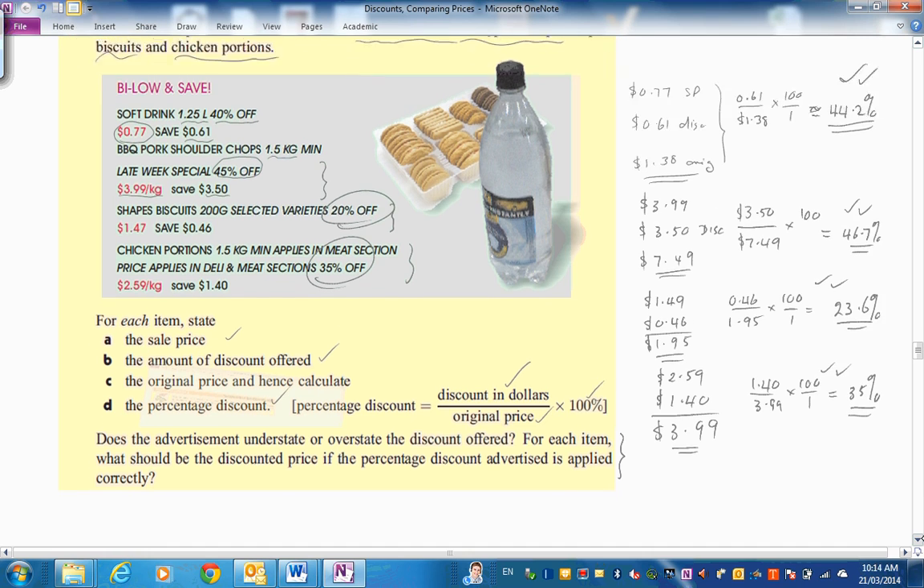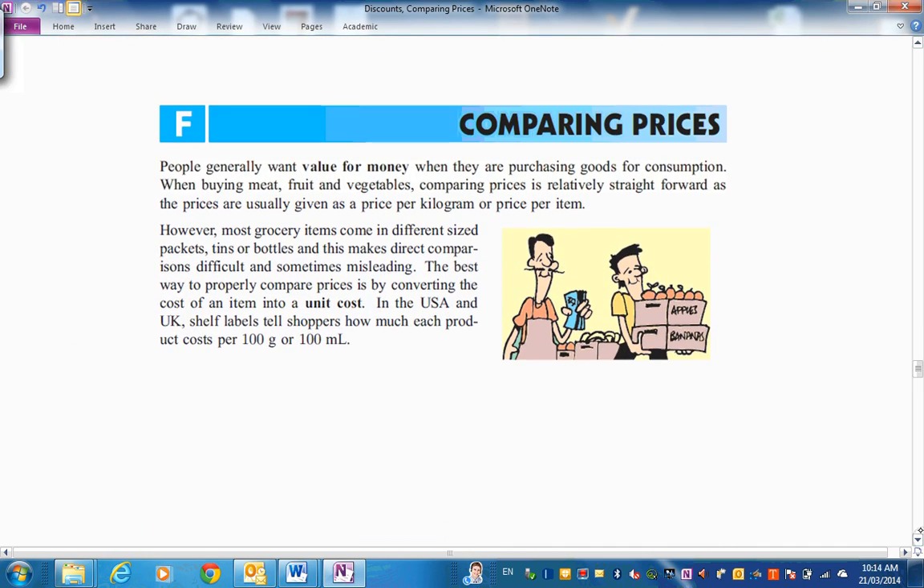Okay, let's have a look at how we can compare prices and see whether something is better to buy or not. People want value for money when they're purchasing goods. The price is usually per kilogram, price per item, or price per millilitre. Most grocery items come in different size packets, tins, bottles. This makes direct comparisons difficult and misleading. The best way to properly compare prices is by converting to a unit cost.